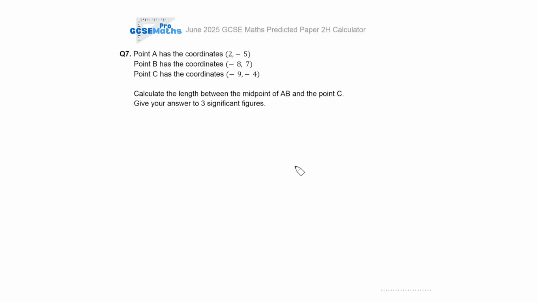Question 7. Point A has the coordinates 2, -5, point B has the coordinates -8, 7, and point C has the coordinates -9, -4. Calculate the length between the midpoint of AB and the point C.